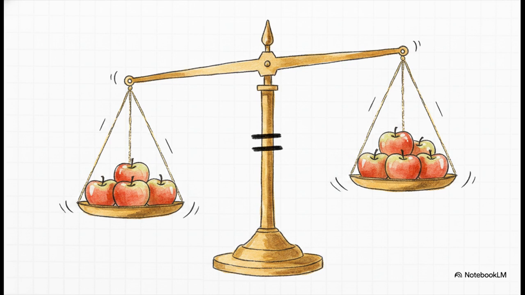If you add 5 apples to the left side of the scale, you gotta add 5 apples to the right side. If you divide the left side by 2, well, you have to divide the right side by 2. If you don't do this, the whole thing just tips over and your case goes completely cold. But if you respect the balance scale, you will always find the true identity of X.